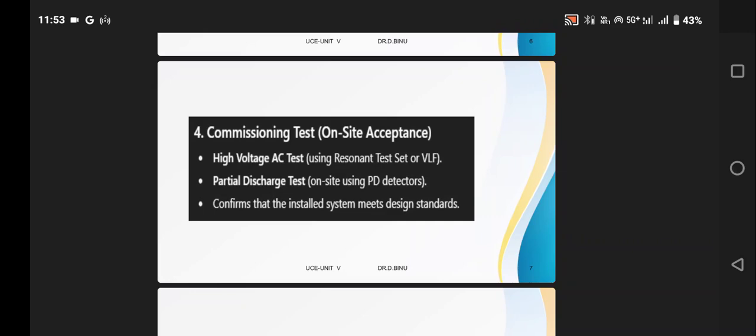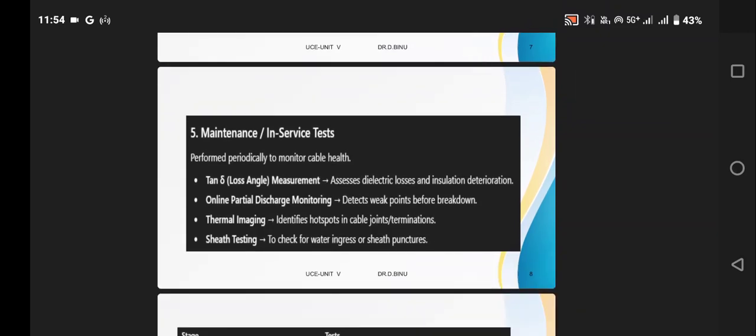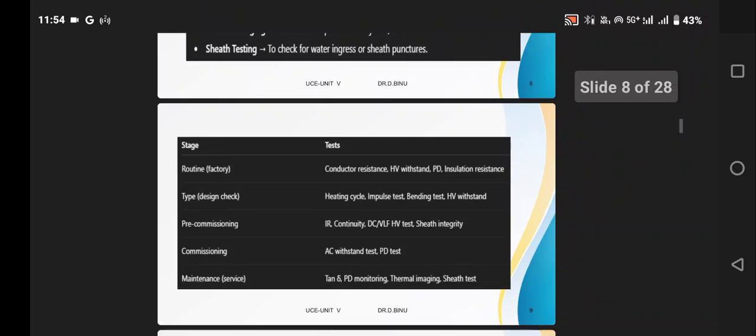The fourth test is commissioning test, which is normally used for on-site acceptance. It consists of high voltage AC test and partial discharge test, which confirms that the installed system meets design standards. The next test is maintenance or in-service test. This is performed periodically to monitor cable health: loss and emission test, online partial discharge monitoring, thermal imaging, and sheath test. This tabulation represents the varieties of tests as well as the stages at which they are used.